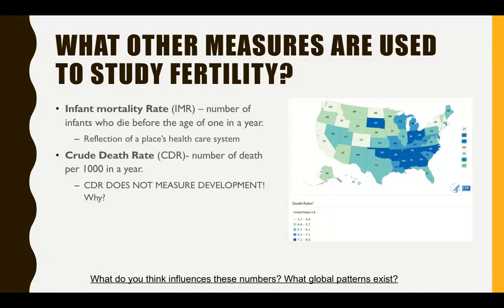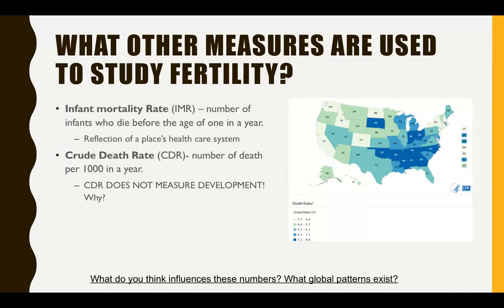Other measurements we look at, infant mortality rate is a big one. This one really is going to measure more of the healthcare system in place in that country. And so when we look at an infant mortality rate, we're looking at the number of children who die before the age of 1. And so that is looking at do they have access to healthcare, and are they able to get the needed medical treatment that they might need at that age.